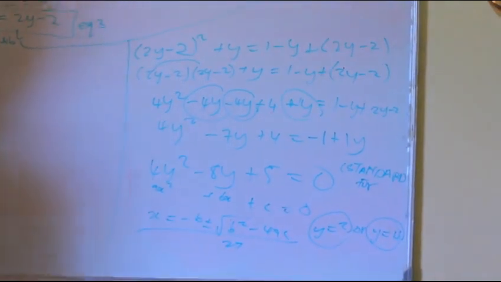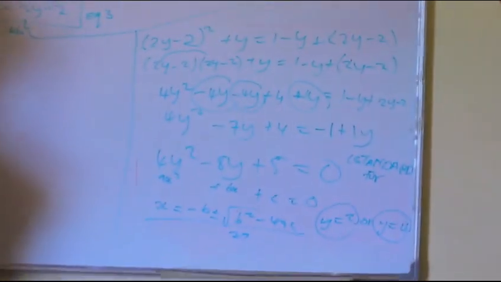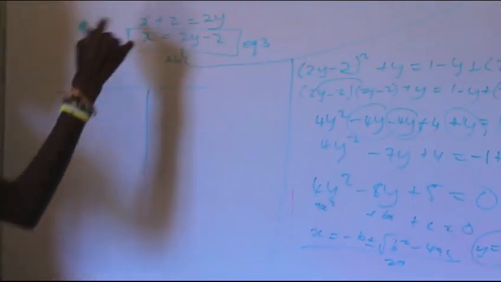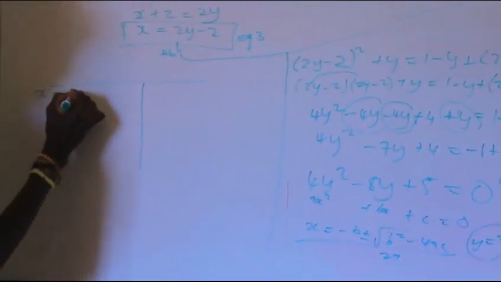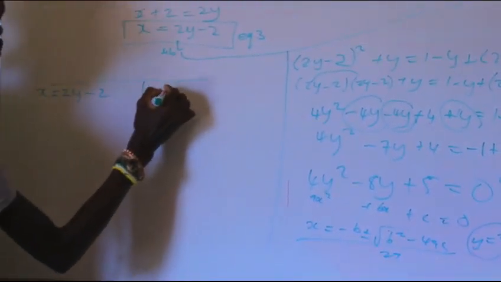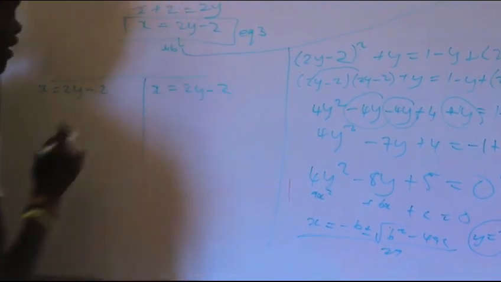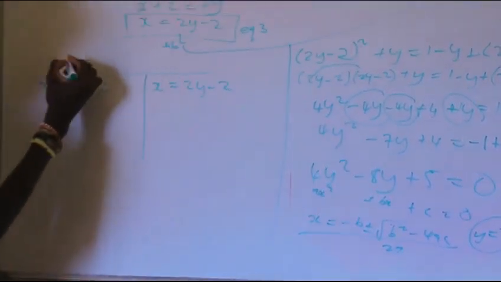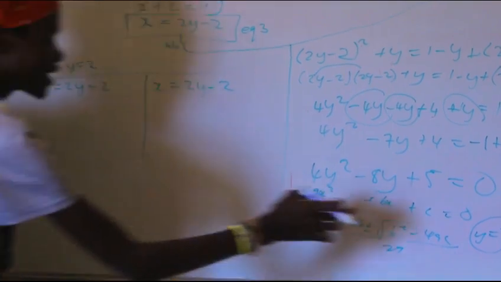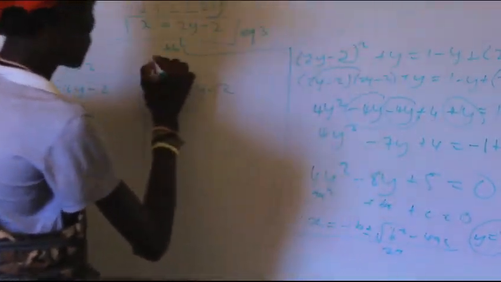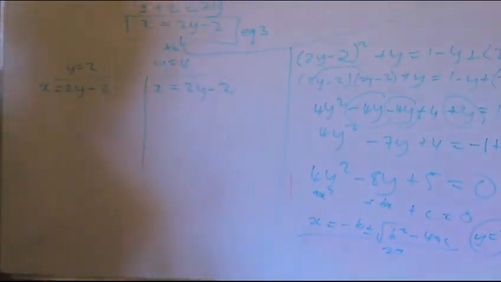So now when you have these 2 answers, how are you going to get your x? We take this equation 3 now. We are going to use it to get our x. We're going to say x is equal to 2y minus 2. On this side you say x is equal to 2y minus 2, and on this side too. But which y are you using? Here you're using y is equal to 2, and on the other side you're using y is equal to 4. Right? Perfect. I hope I'm making sense.